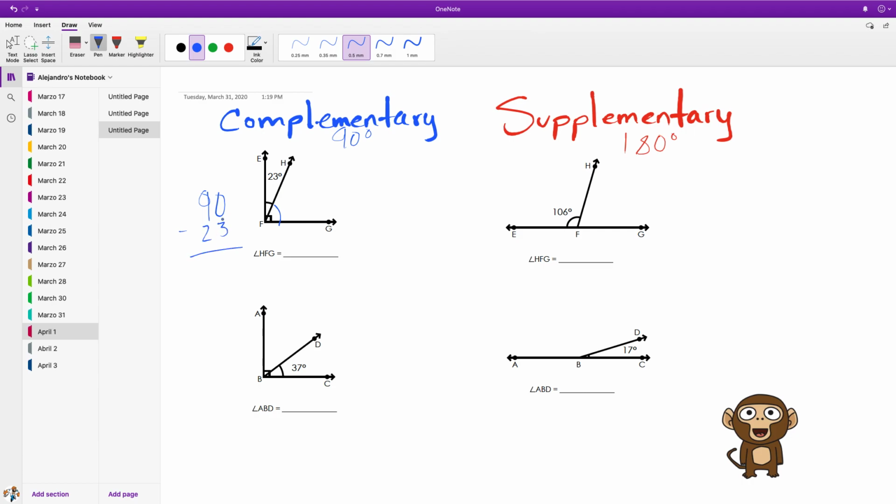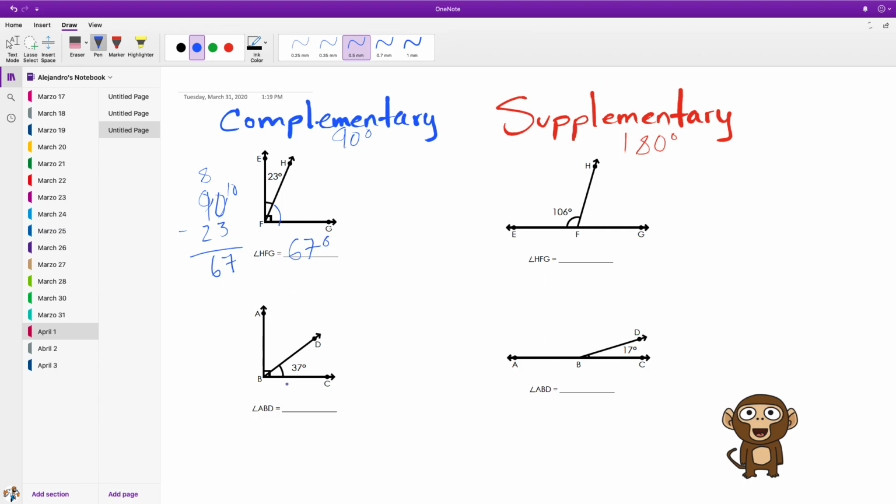I'm gonna do a subtraction. 90 minus 23. The 0 becomes a 10. The 9 becomes an 8. So 10 minus 3 is 7. 8 minus 2 is 6. Guys, the measure for HFG is 67 degrees.